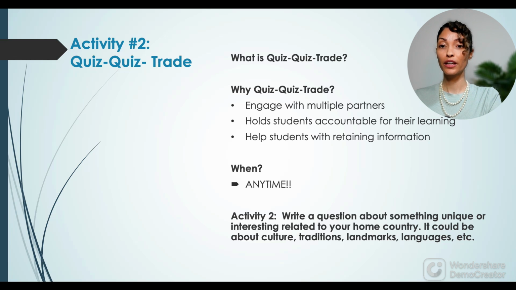Step 5, then they trade. So after both students have quizzed each other, they swap cards. Then step 6, the students find a new partner. So students will need to walk around and repeat the process with someone new. Step 7, after a few rounds, you can end the activity and bring everyone back together to debrief, review common misconceptions, or highlight strong examples.